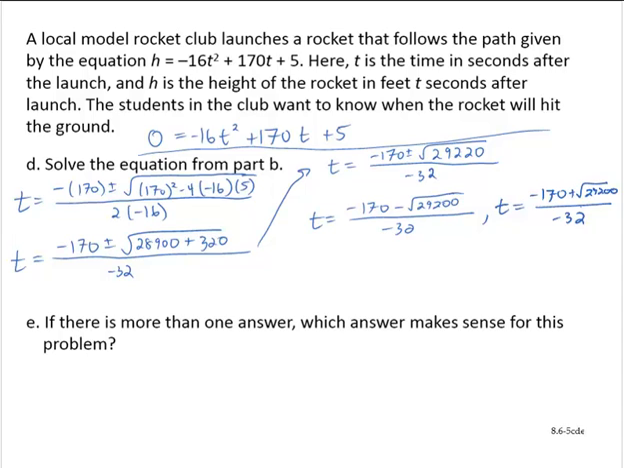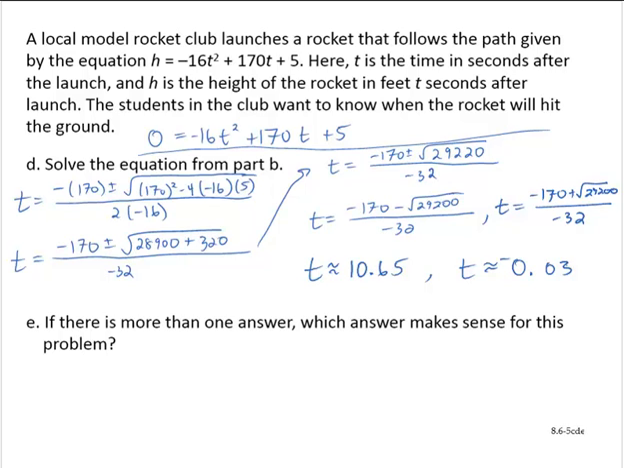Alright, my first solution gives me t is approximately 10.65, and my second solution gives me that t is approximately negative 0.03 to 2 decimal places. Now, if there is more than one answer, which answer makes sense for this problem? When will the rocket hit the ground?